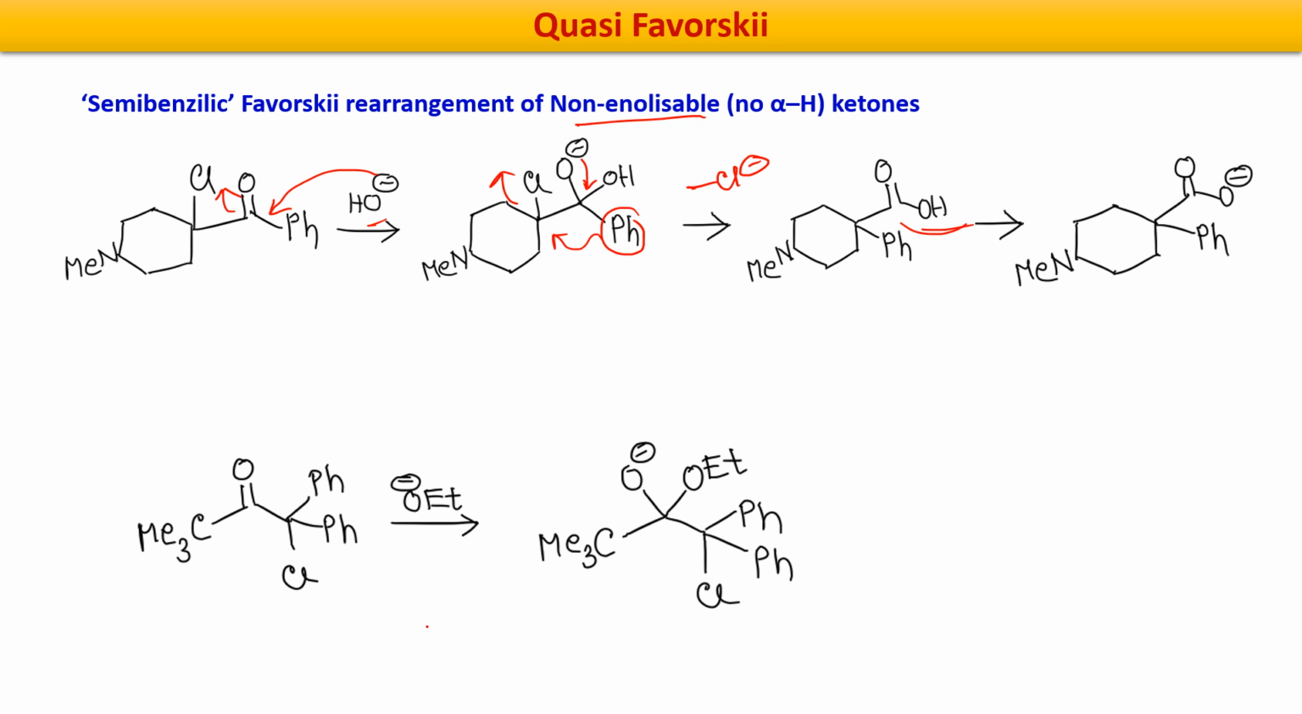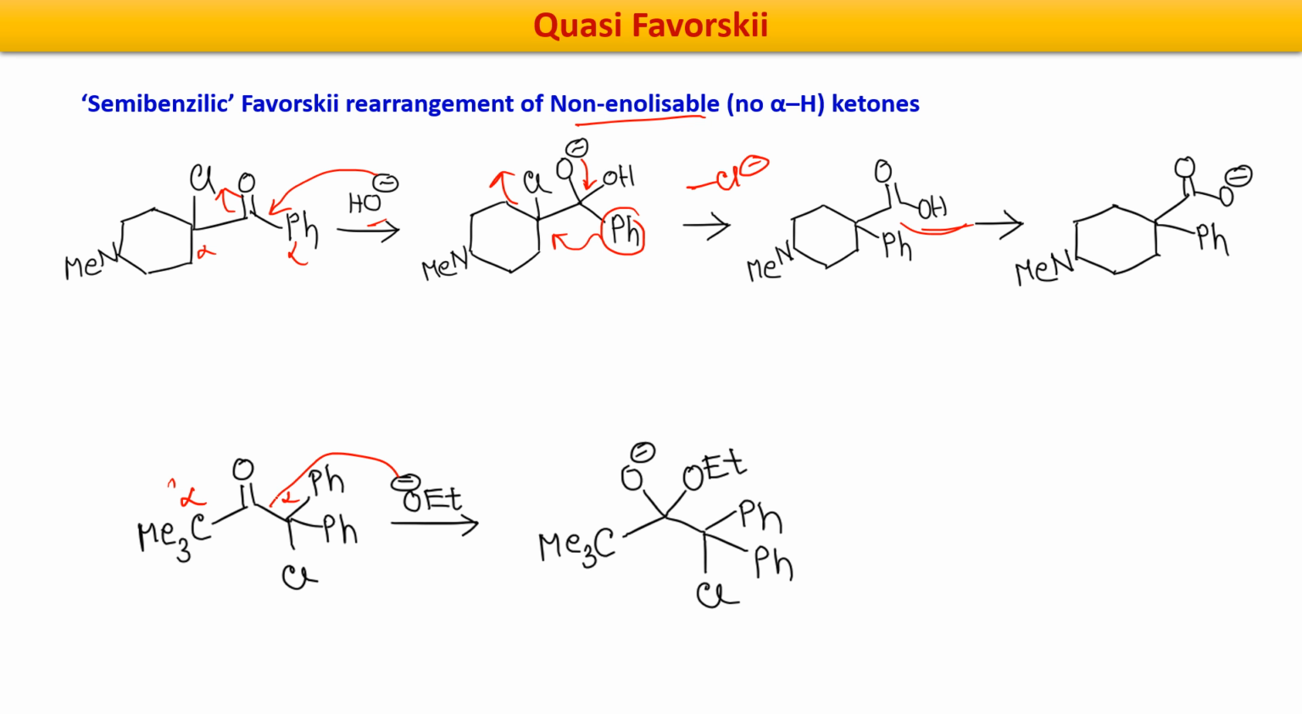One more example. See, in this molecule also, the alpha position has no hydrogen. Also in the previous case, this is the alpha position, this is the alpha position, and both positions have no hydrogen. Now for the second molecule, this is your alpha position, this is another alpha position. In both cases there is no alpha hydrogen, right?